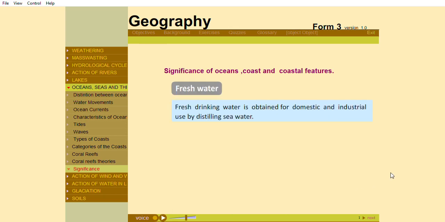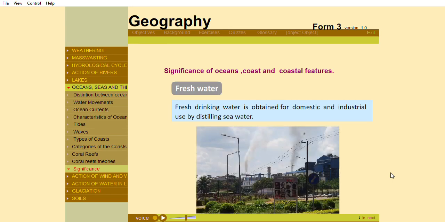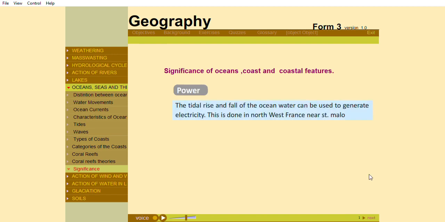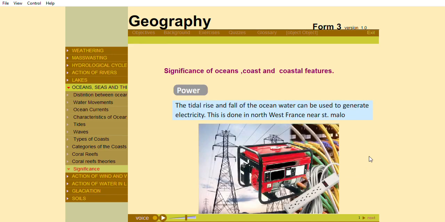Fresh water. Fresh drinking water is obtained for domestic and industrial use by distilling seawater. Power. The tidal rise and fall of the ocean water can be used to generate electricity. This is done in northwest France near Saint-Malo.